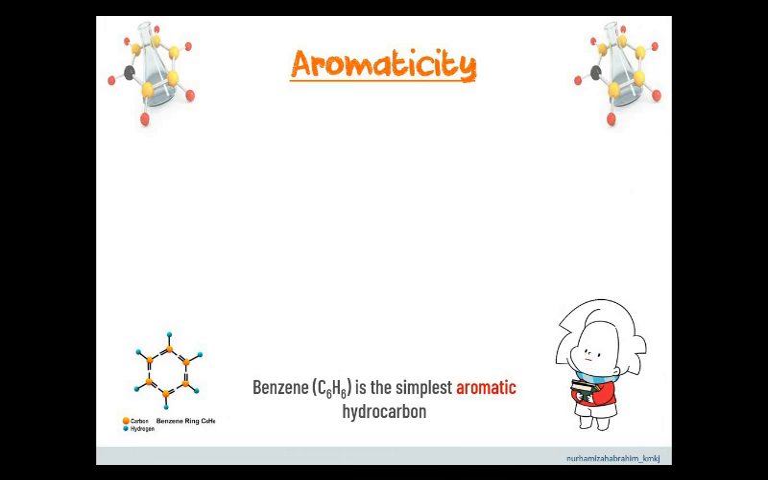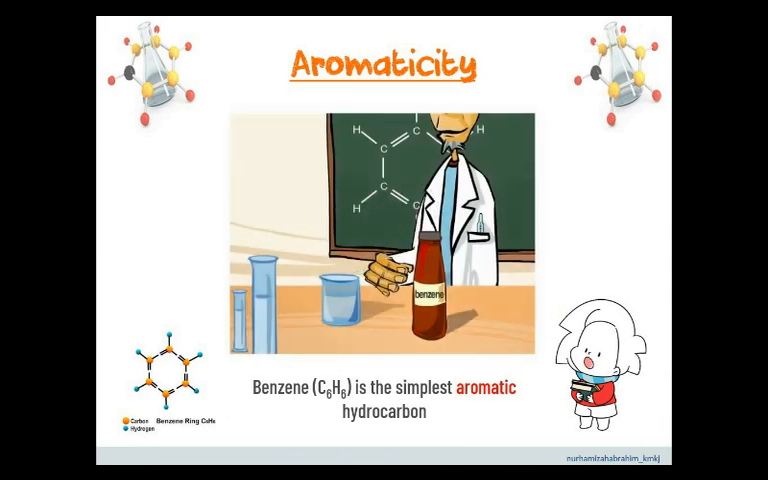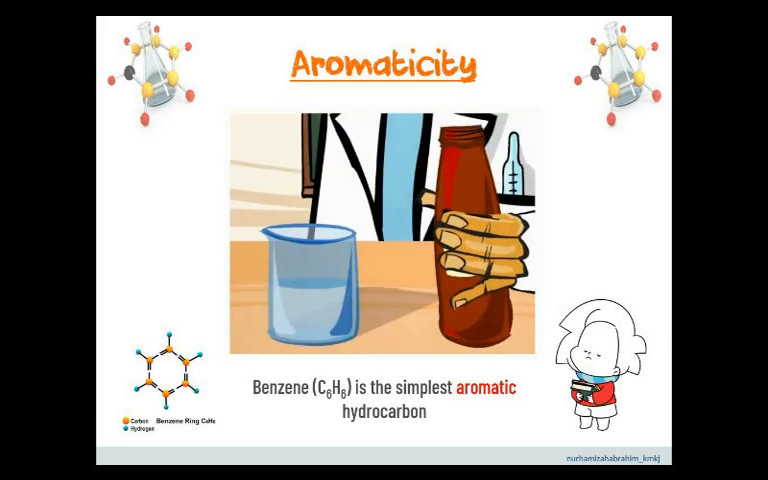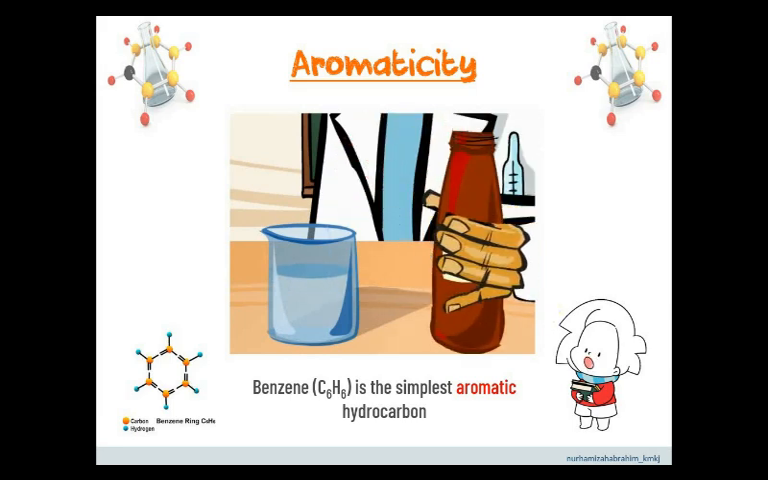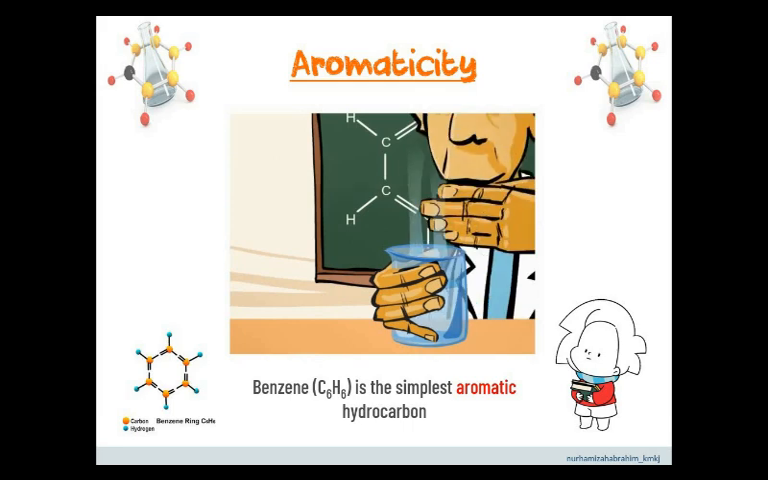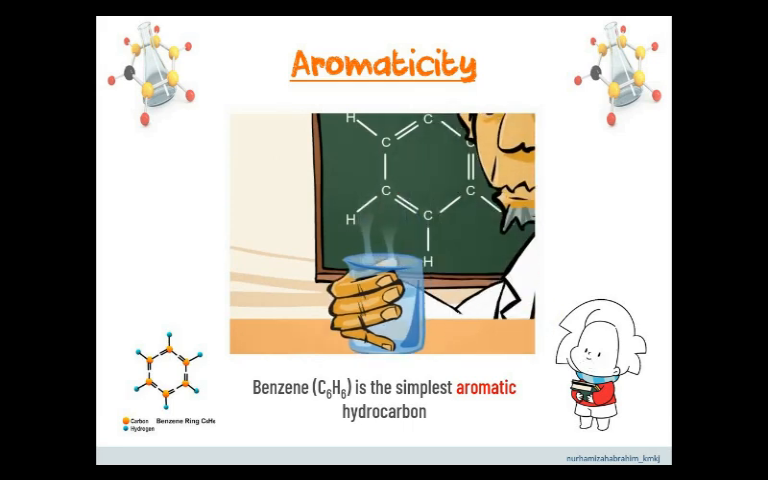First, let's take a look at why benzene is called an aromatic compound. Benzene is a hydrocarbon with a melting point of 8 degrees Celsius and a boiling point of 80 degrees Celsius. At room temperature, it is a colorless liquid with a characteristic strong odor. This odor was the reason why benzene and its derivatives were named aromatic compounds or arenes.